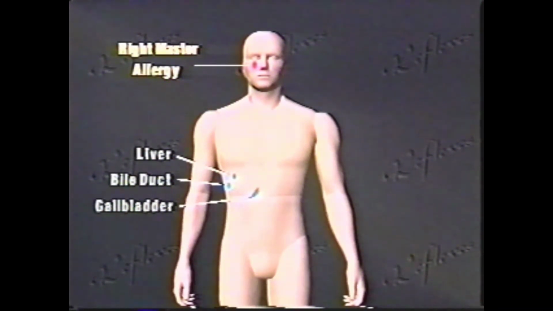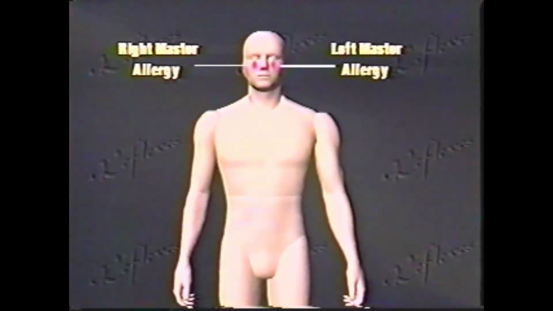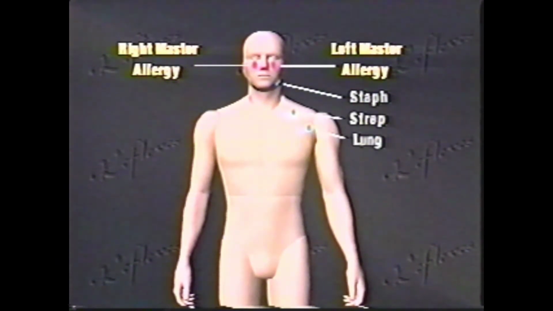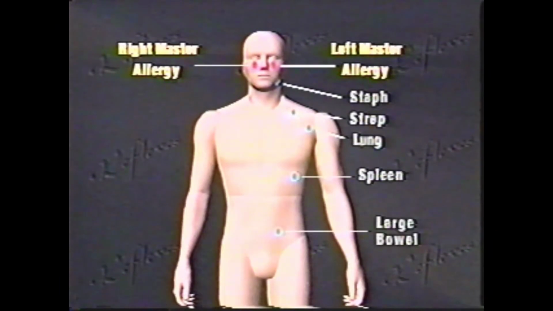The second main reflex is the left master allergy reflex. This reflex is located just below the center of the left eye on the high part of the cheek. If this reflex blows, there are 5 subreflex points to test. They are staph, strep, lung, spleen, and the large bowel, which indicates possible parasites or a bowel flu.